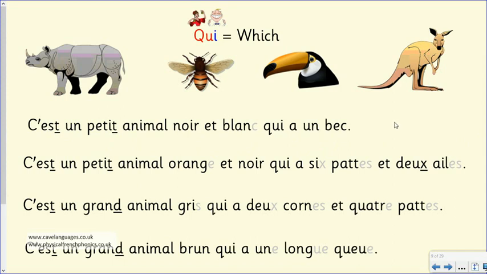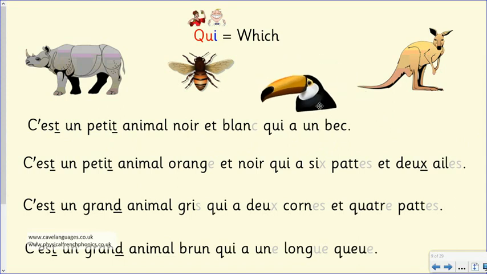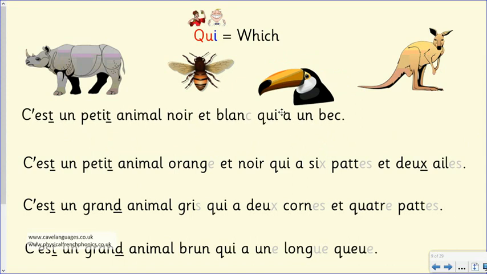C'est un petit animal noir et blanc qui a un bec. So, did you decide it was this one? It's a small black and white animal which has a beak. That one. Have a go at reading this aloud.